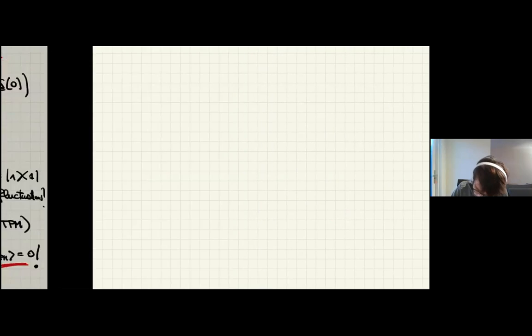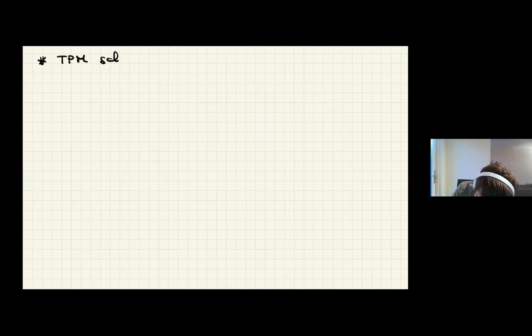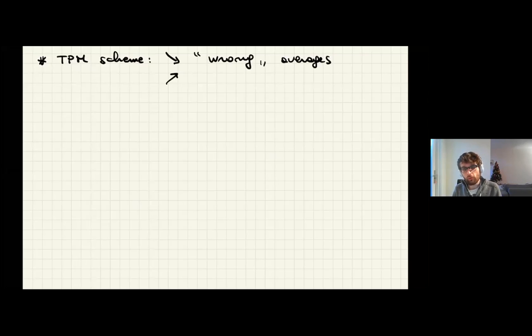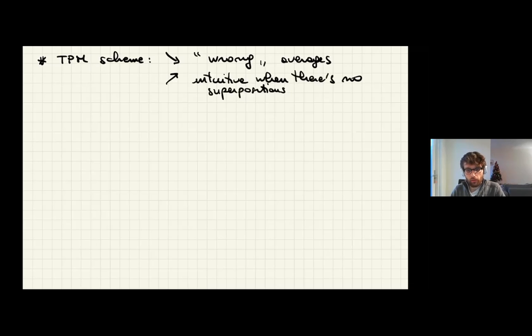But certainly, this TPM scheme has this issue of giving wrong, between quotes, averages, but it's also intuitively appealing. I mean, if you apply it when there is no superposition, it's quite clear what happens. So when there is no superposition, you don't have this problem of having the average being different than the one you'd expect. And actually, the two-point measurement scheme is describing a stochastic process where you jump from certain energies to other energies, which is exactly the kind of jumps that you would imagine should happen because of your quantum evolution.